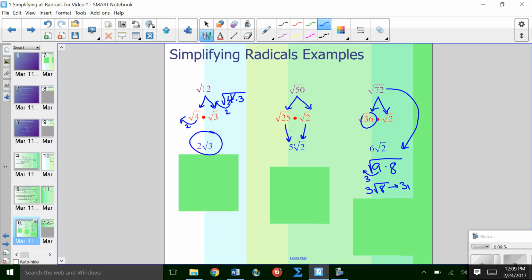So here we can break 8 into 4 times 2 because 4 is a perfect square. Take out the square root of 4, which is 2. Now, if I'm bringing the 2 out and I already have a 3 out here, remember this is all multiplication, so I would do 3 times 2 to give 6 root 2. So you can still get to that same 6 root 2 even if you don't see the largest perfect square from the beginning.